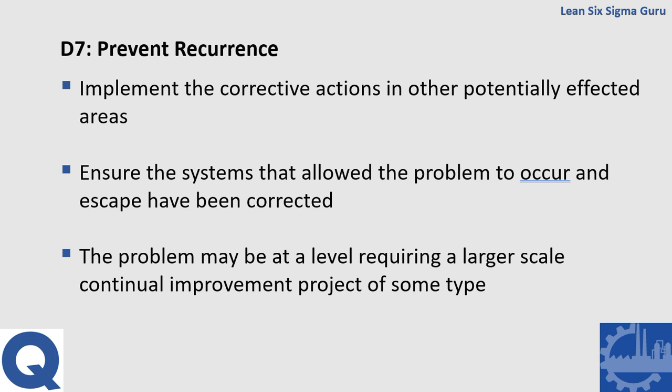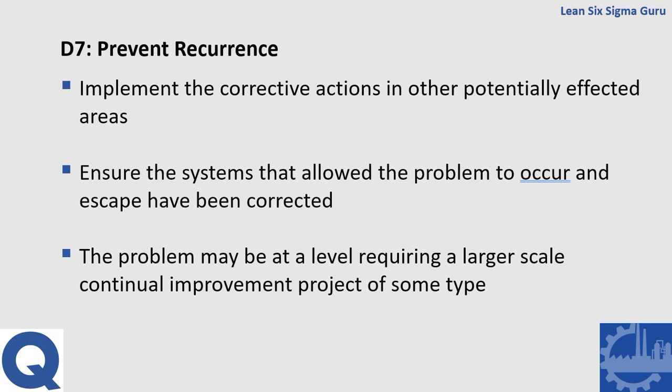We implement the corrective actions in other potentially affected areas, other products that might be similar. We ensure that systems that allowed the problem to occur and escape have been corrected, and the problem may be a level requiring a larger scale continual improvement project of some type if there's a deeply embedded issue that really goes across multiple facilities, multiple projects, or multiple programs.